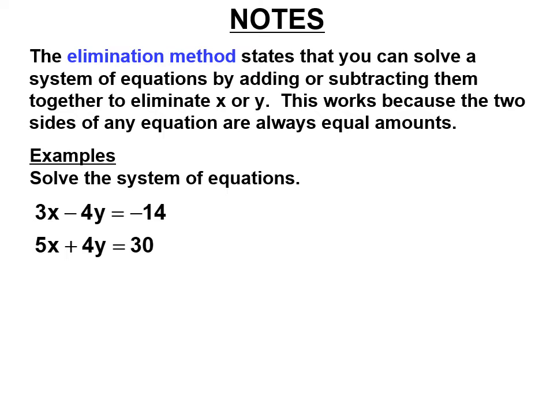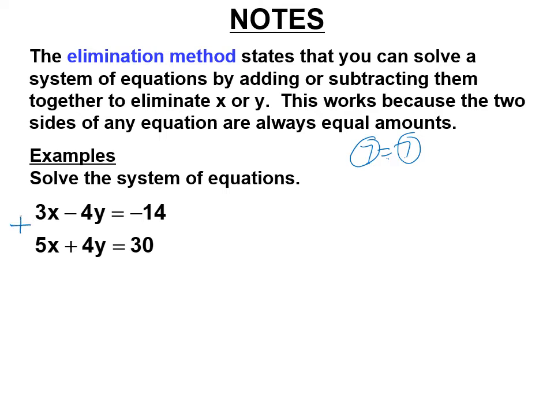This works because the two sides of any equation are always equal amounts, right? If you write 7 equals 7, that's what an equal sign means. So both sides are the same amount. So when you write 3x minus 4y equals negative 14, that means that side is equal to negative 14. That's the same as writing negative 14 equals negative 14. So if that is true, what that means is that you can add equations together. And that's what we're going to do.